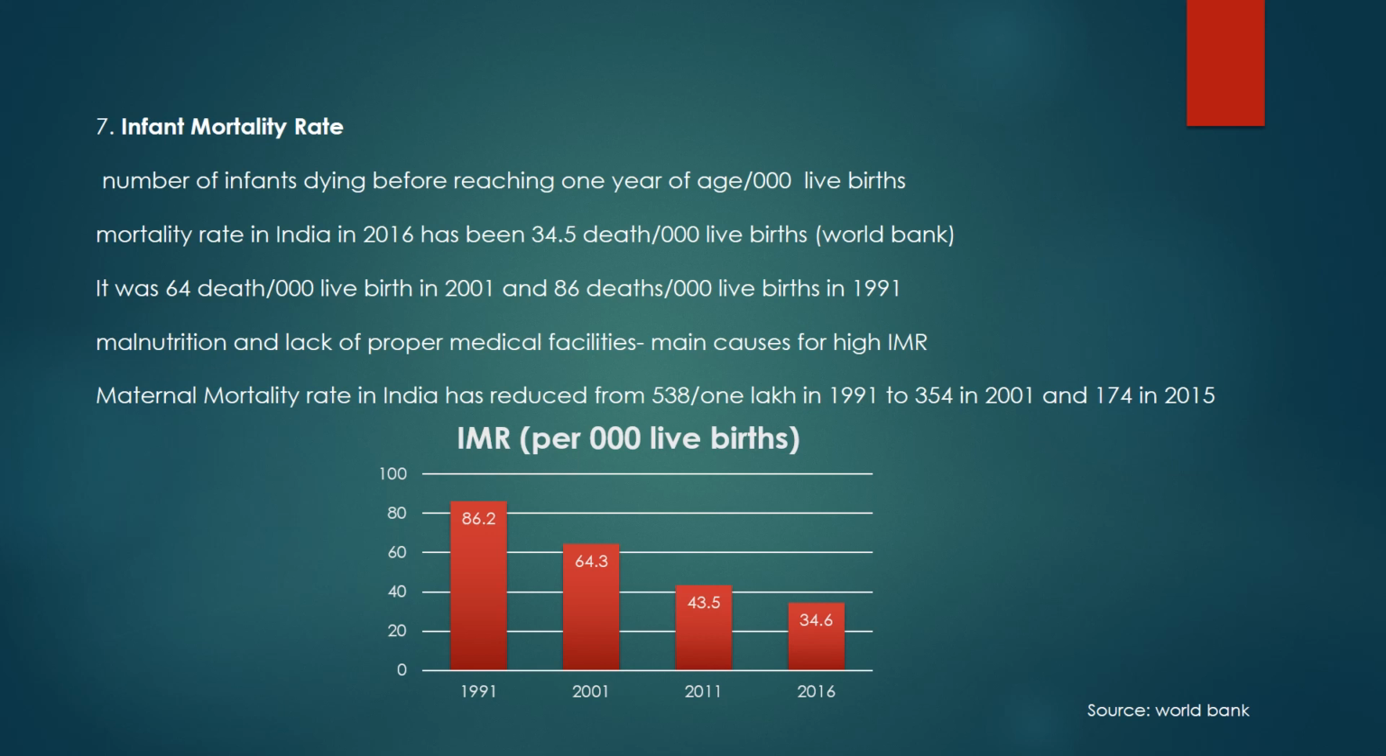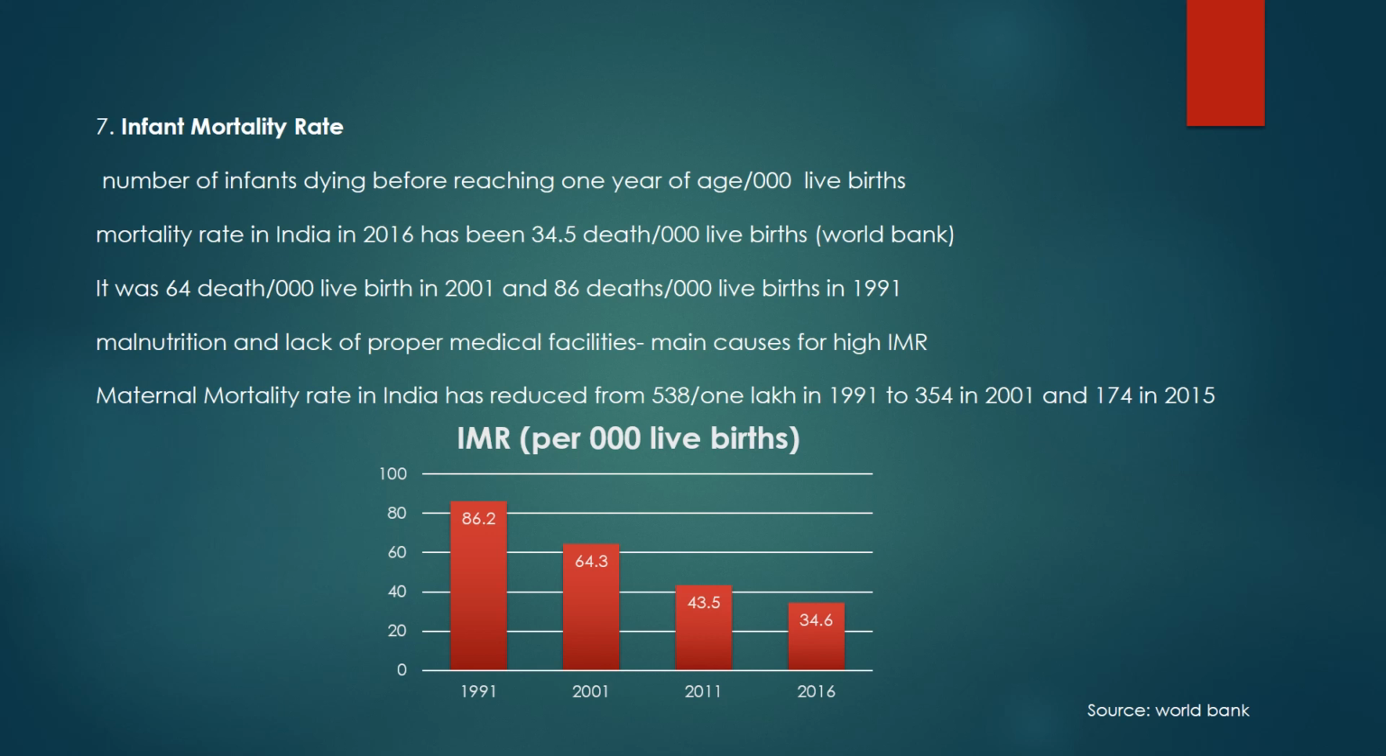Let's have a look at infant mortality rate in India. It is the number of infants dying before reaching 1 year of age per thousand live births in a given year. As per the World Bank report, the infant mortality rate in India has declined to 34.5 deaths per thousand live births in 2016 as compared to 64 deaths in 2001 and 86 deaths per thousand live births in 1991.